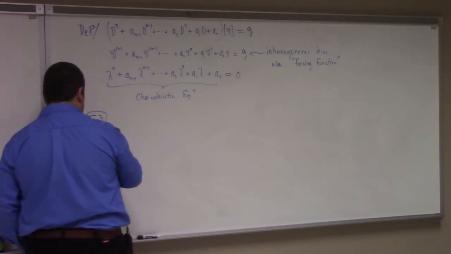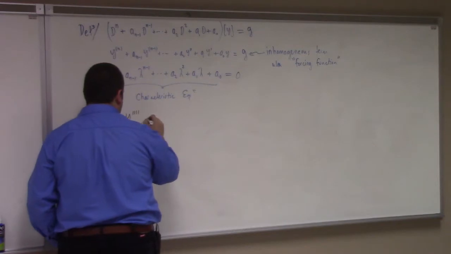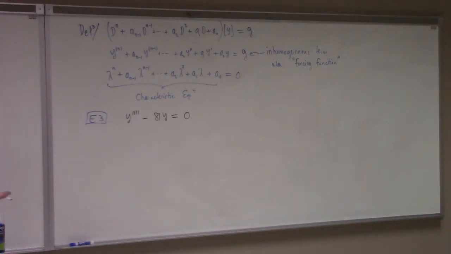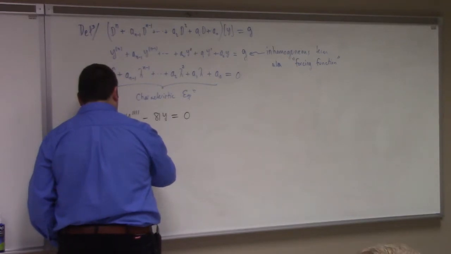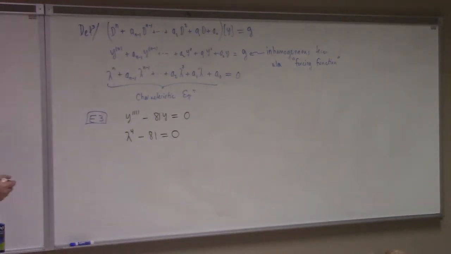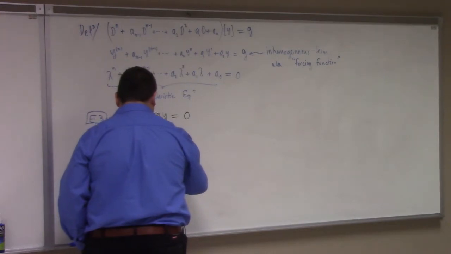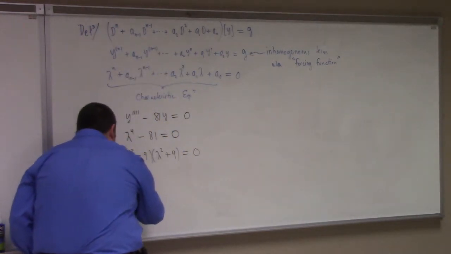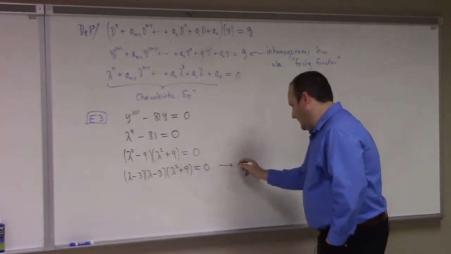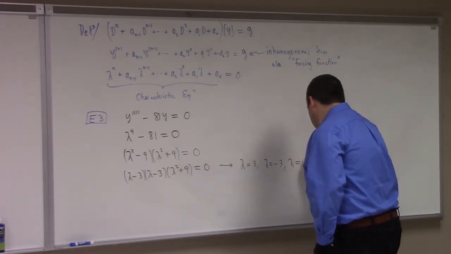3? Oh, okay. Kind of unexciting. Here's one. If I have y prime prime prime prime minus 81 y equal to 0, I can write down the characteristic equation, which is lambda to the 4th minus 81 equal to 0. And then I can factor that. So this tells me that lambda is 3, lambda is minus 3, or lambda is equal to plus or minus 3i, right?